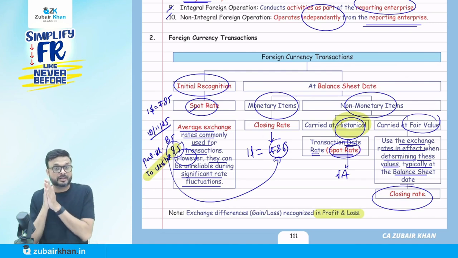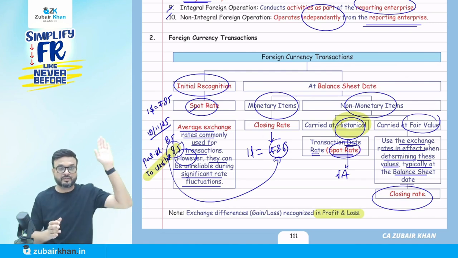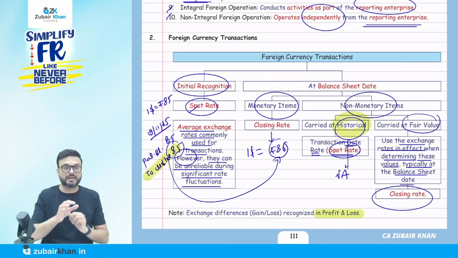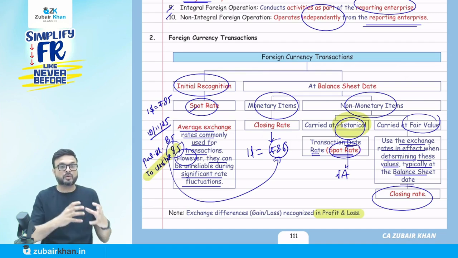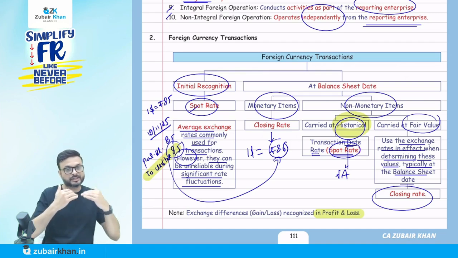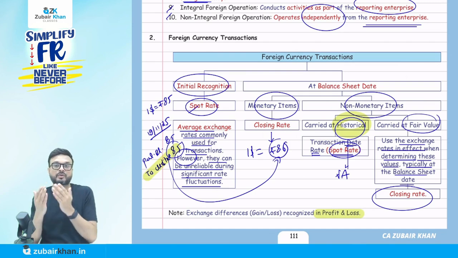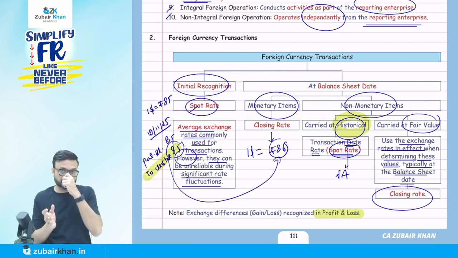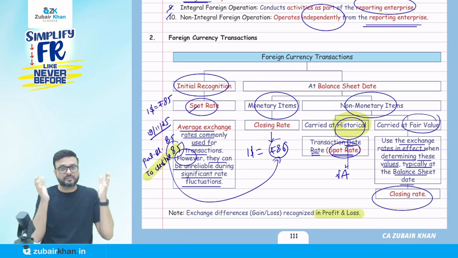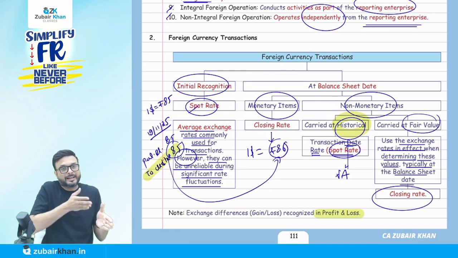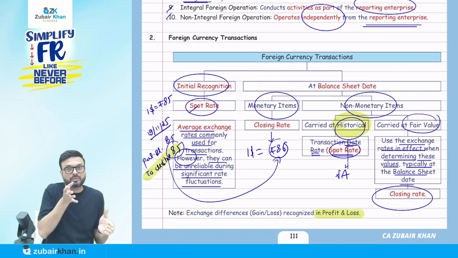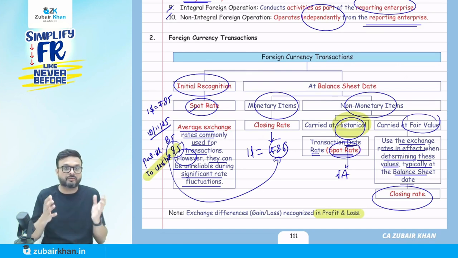So in case of a foreign currency transaction, initially we recognize at the spot rate. On the balance sheet date, all monetary items are at the closing rate. Non-monetary items, if recorded at historical cost, stay at the spot rate, and if recorded at fair value, we are going to record at the closing rate. As you can see, initially all the transactions are recorded at the spot rate, but later we change some items to the closing rate, because we have different rules on the balance sheet date.